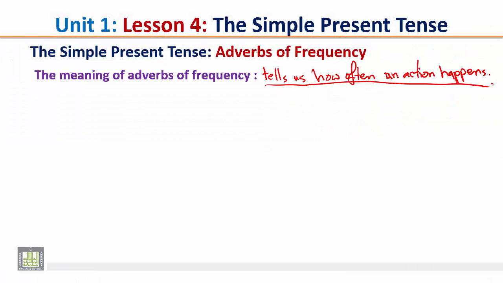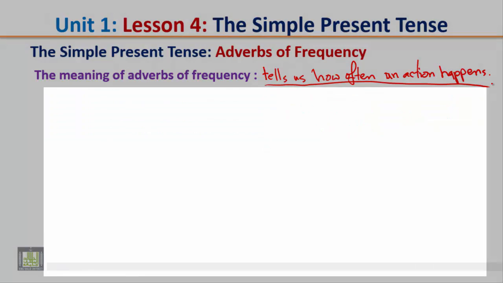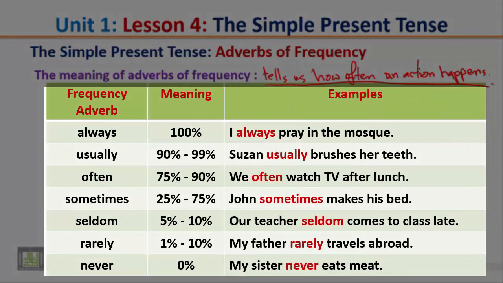Let's study the meaning of the following adverbs of frequency. Always. Always means 100%. Example, I always pray in the mosque. Usually. Usually means from 90% to 99%. Example, Susan usually brushes her teeth.